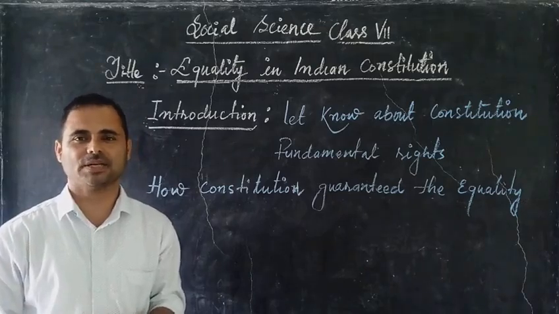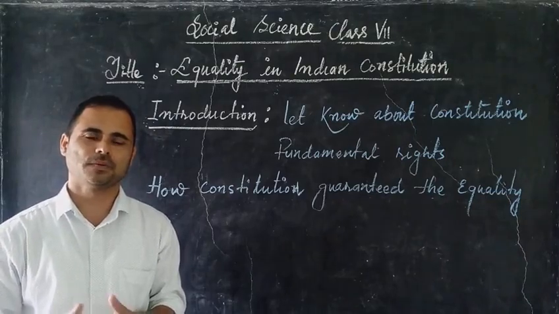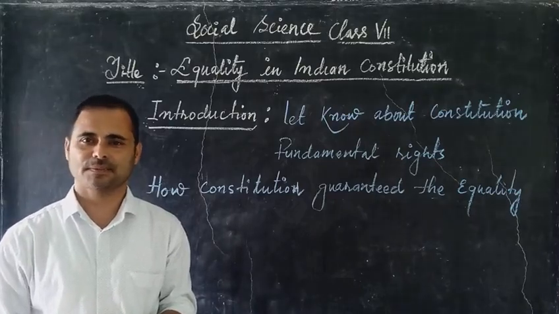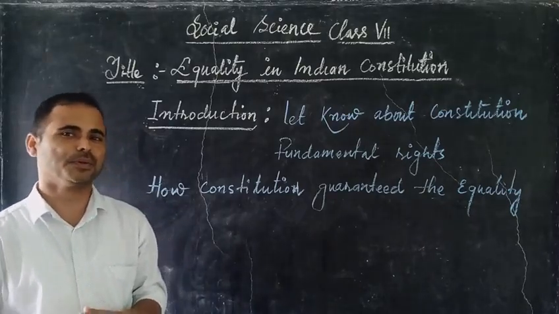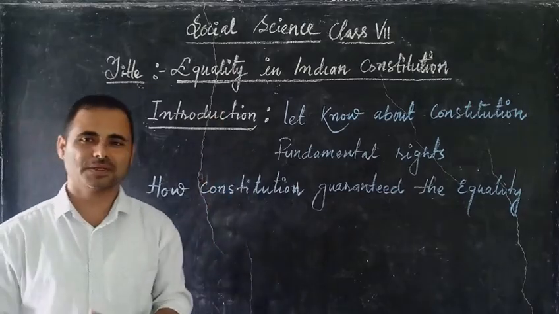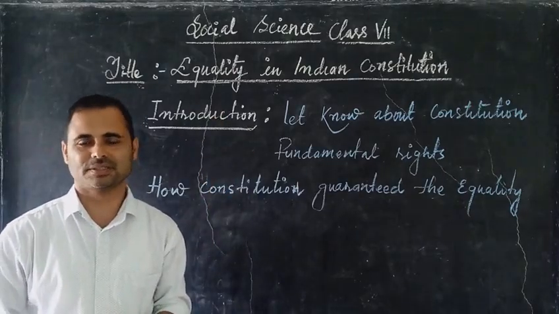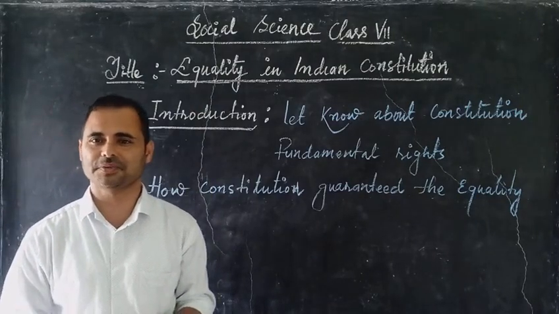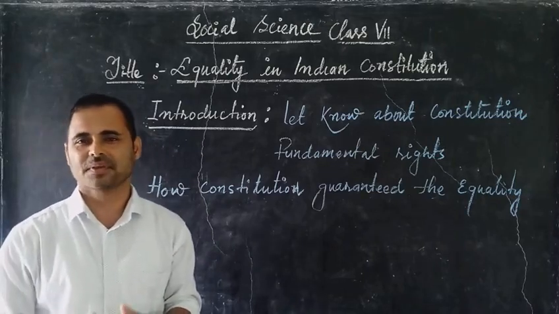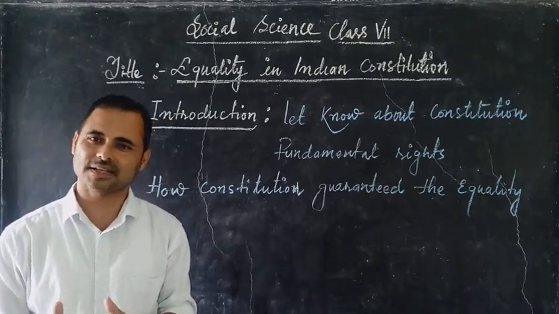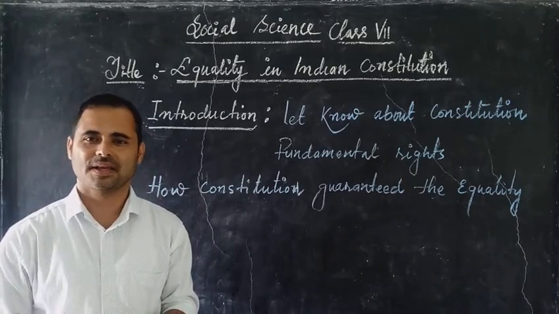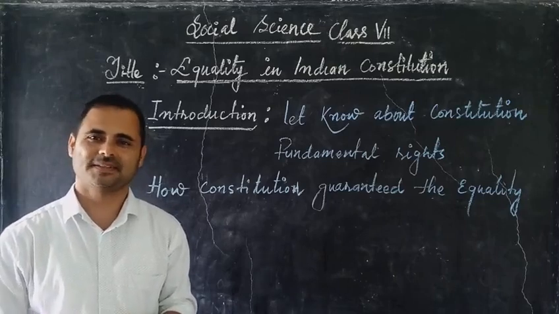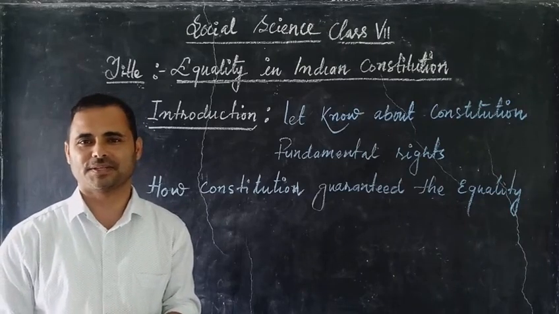So in this particular chapter of the political science segment, we will try to understand what equality is. But before discussing this, when the chapter talks about equality in the Indian Constitution, we should first know what the Constitution is. You might have studied in your previous class that the Constitution is a written document. It is a set of rules and regulations according to which any government is expected to administrate or function in our country.